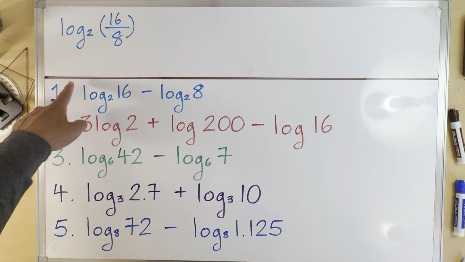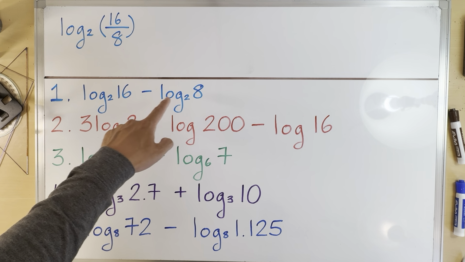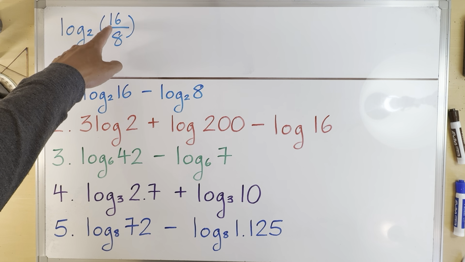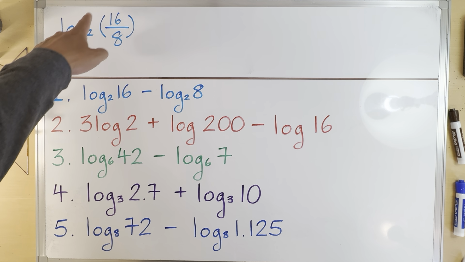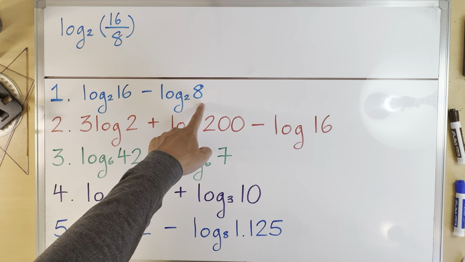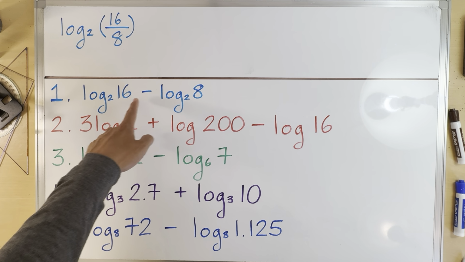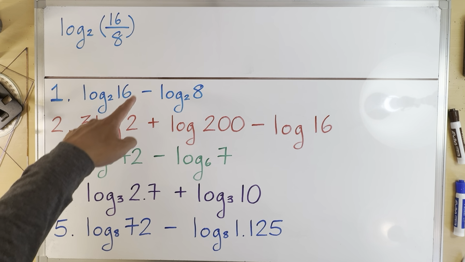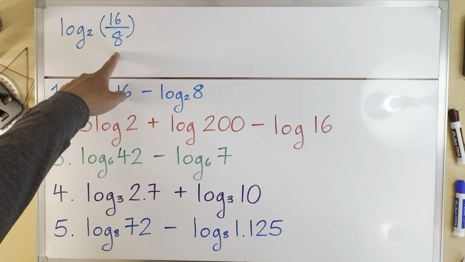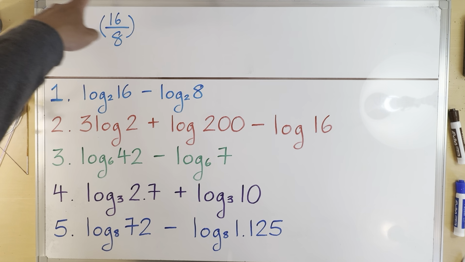Because according to the quotient rule for logarithms, the argument of the first logarithmic expression, from which we will subtract something else, becomes the numerator of the argument of the logarithmic expression, and the argument of the logarithmic expression that is being subtracted becomes the denominator of the fraction.